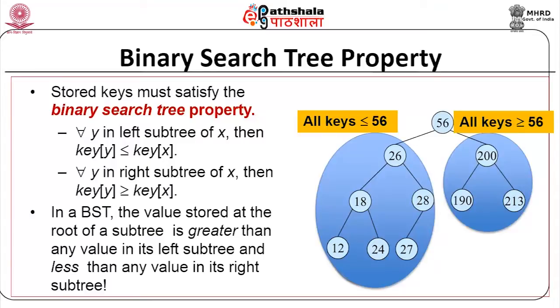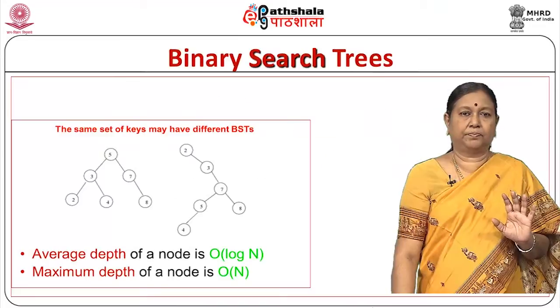Okay. So, in a BST the value stored at the node of a subtree is always greater than any value in the left subtree and is always less than any value in the right subtree. So, for the root of any node in any subtree in the binary search tree, to the left all the values of the keys will be less than the root, and in the right subtree it always will be greater than the root. So, this is the binary search tree property.